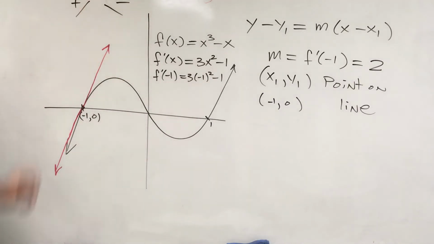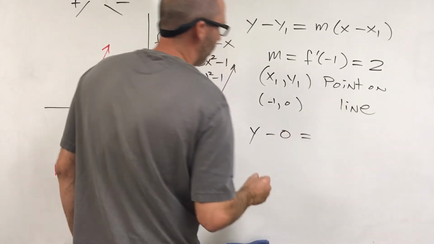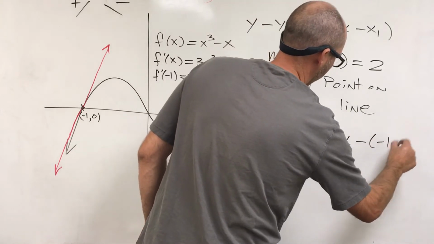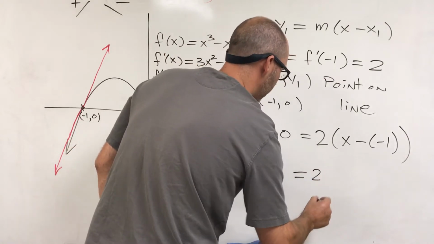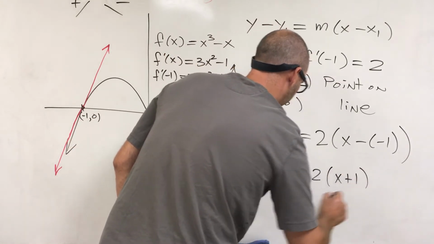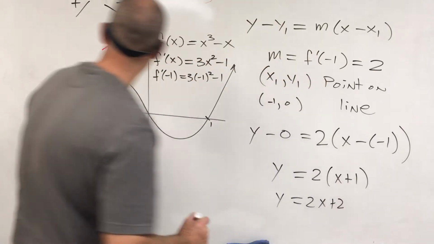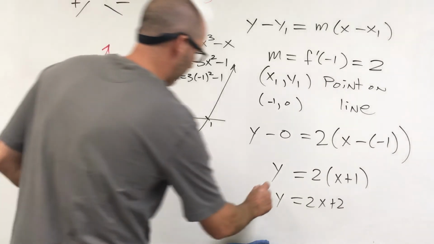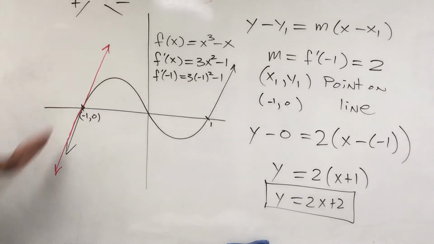Positive slope line. Okay, so y minus 0 equals m, which is 2, times x minus -1. So y is equal to 2 times x plus 1. y is equal to 2x plus 2. All right, so there's our line, 2x plus 2. So that's the tangent line. That's my equation of that line right there.